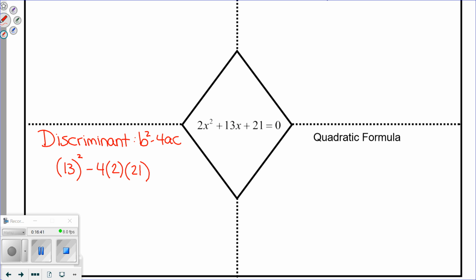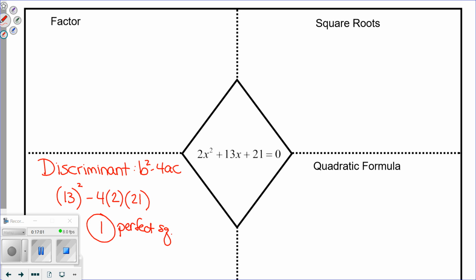1. Is 1 a perfect square? I heard no, I heard yes. What's the square root of 1? 1. Is it a perfect square? Yes. All right, so since it's a perfect square, what's that tell me? It factors. Had it not been a perfect square, I'd have drawn a big old X through this box, and I would not have factored. Okay, but it is, so it will factor.